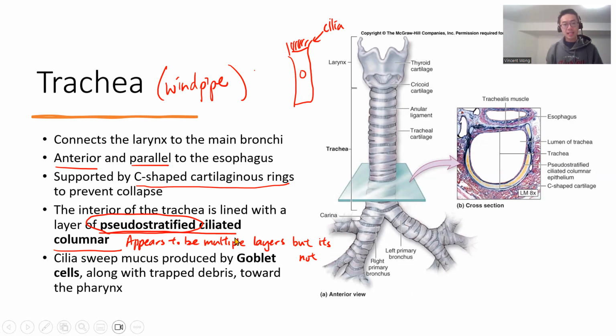In addition to the cilia, there are also these cells called goblet cells. Goblet cells keep on secreting mucus to coat the interior of the trachea to keep it moist. And it also helps trap some of these debris as well as pathogens in some cases. And then the cilia will help get rid of them. And when it comes up to your throat, you spit it out or you swallow it, right?